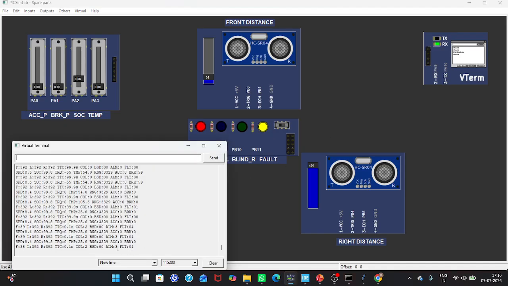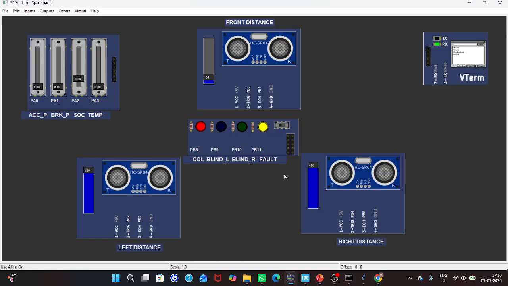The ADAS module analyzes the obstacle distance to detect collision, blind spots, parking condition, and time to collision. The fault module continuously monitors motor temperature, battery SOC, and collision severity. If any critical condition is detected, it activates fault mode, disables motor torque, and raises alarms.